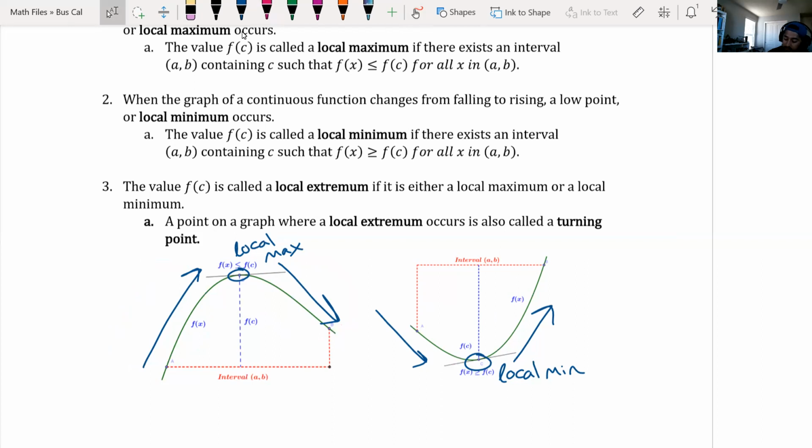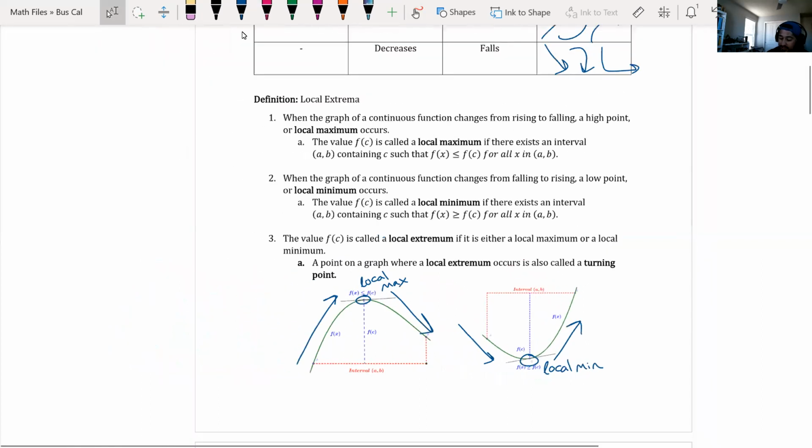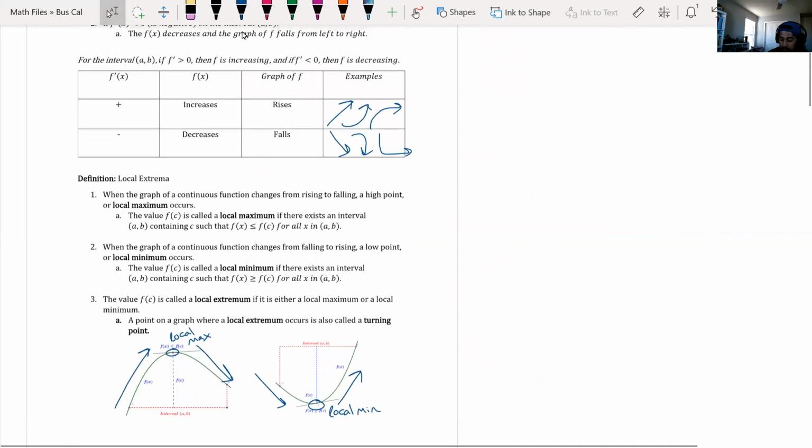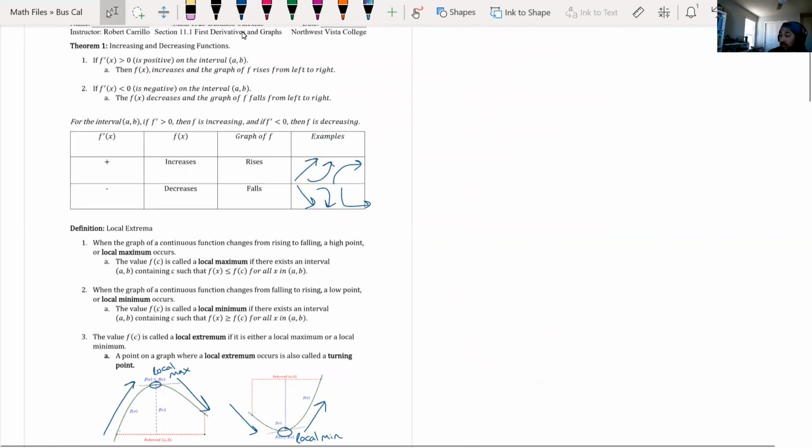All right. So that covers increasing and decreasing of functions. And don't worry, we're going to get more into it. But any questions on this first page?